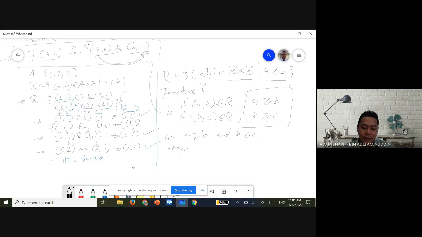Implies A larger than C. Logik kan? A larger than or equal to B, B is larger than or equal to C, maka A mestilah larger than or equal to C. So, AC adalah dalam R ini. Okay, now I open to question.